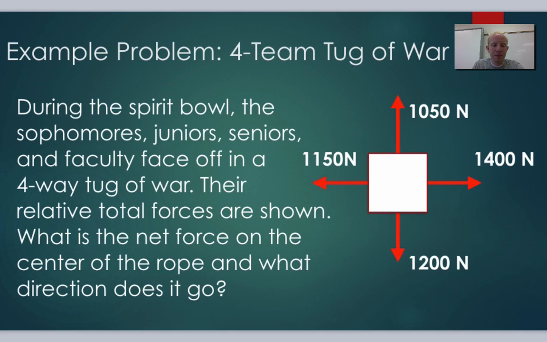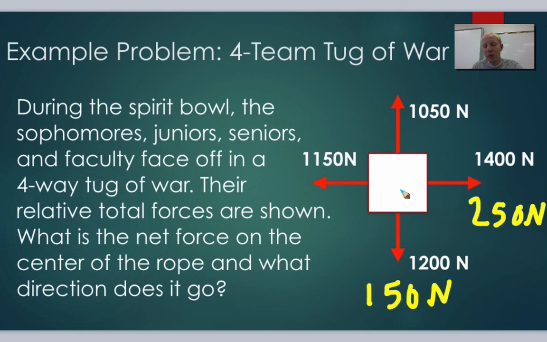If we think about it, the net force in the y direction is just going to be these two components minus each other. So that's going to give us 150 newtons going down. And then these two components minus each other, which will give us, what is that? 250 newtons going right. So in reality, if we're drawing our new diagram, if it just was the net forces, it would have 250 going this way and 150 going this way.